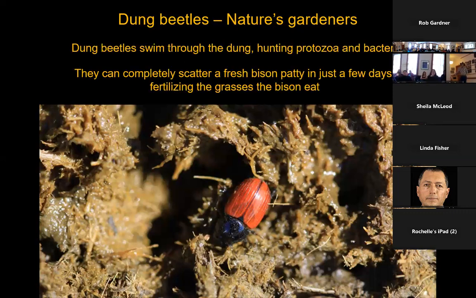Now, these guys don't actually eat the dung. They're looking for the bacteria and the protozoa, not what's in the dung itself. So they're flying through an oxygen-rich environment to a fresh dung pat, which they can sense from a tremendous distance. When they land splat headfirst into this anaerobic environment, with no oxygen in it at all, they immediately hold their breath and scurry around punching holes in the dung pad. That then allows other insects to colonize it and begin to occupy it.